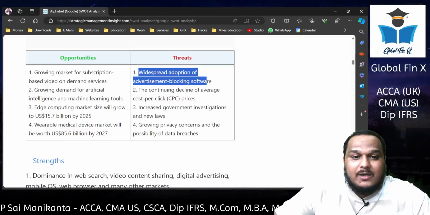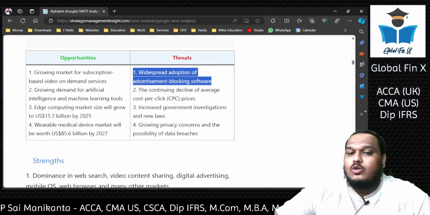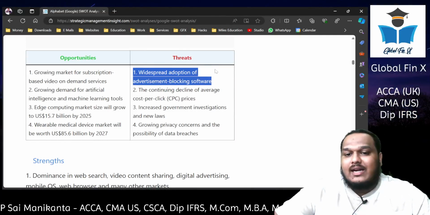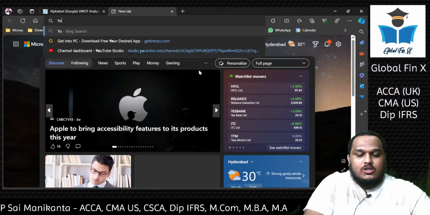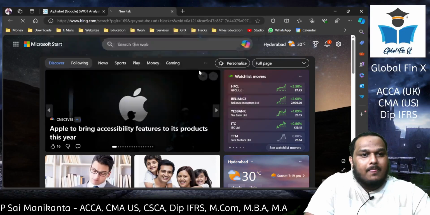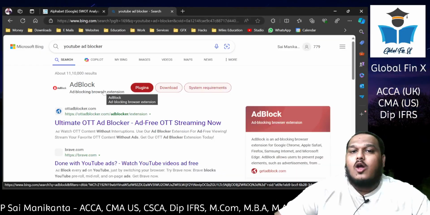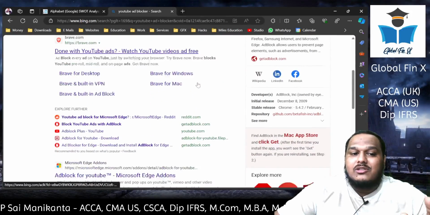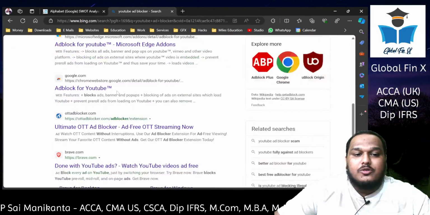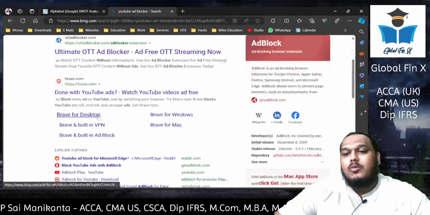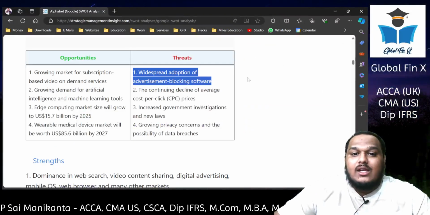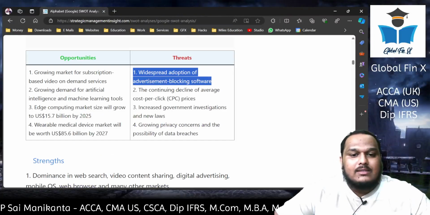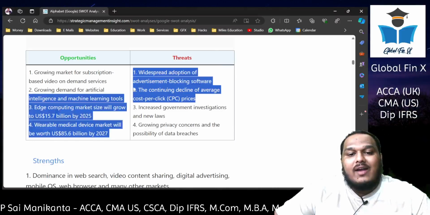Then threats, widespread adoption of advertisement blocking software. So now you get so many plugins to block advertisements, right? So for example, if I just search YouTube ad block, so there you go. First one, ad block plugin extension, ultimate OTT ad blocker, Brave browser, watch YouTube videos ad free, ad block for YouTube. So many ad blocking plugins are there which are free. So you can block the ads on YouTube. Because of that, what will happen? YouTube does not get the advertisement revenue. As simple as that. Then continuing decline of average cost per click prices.